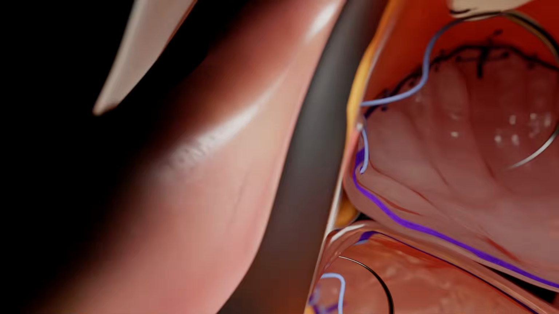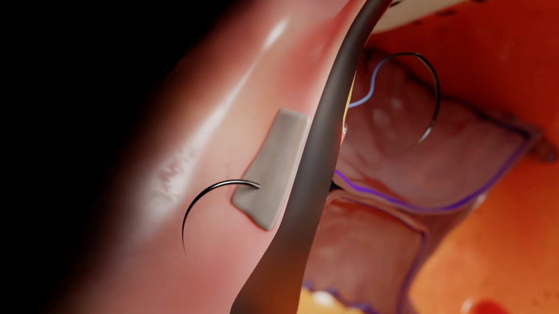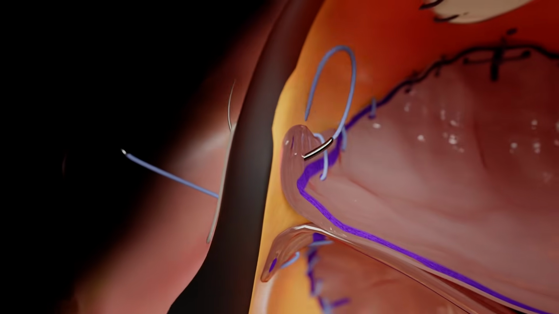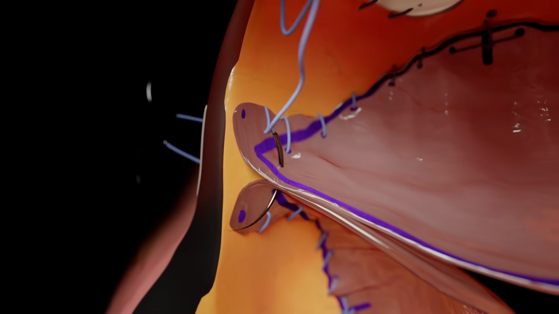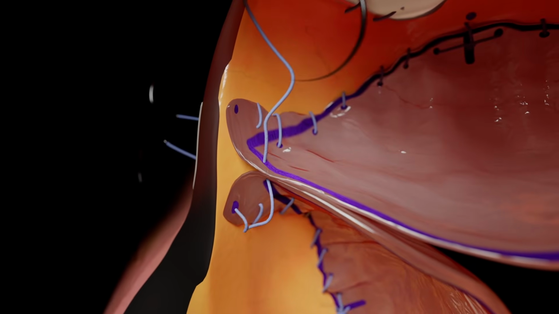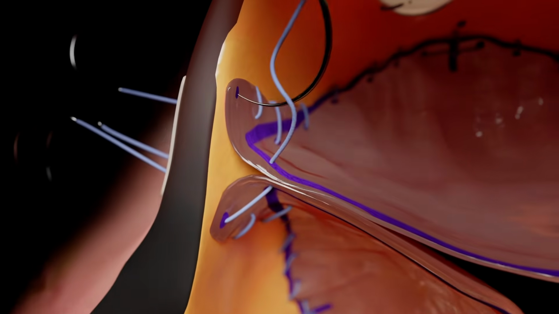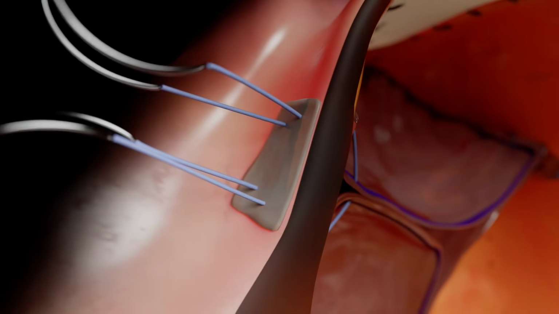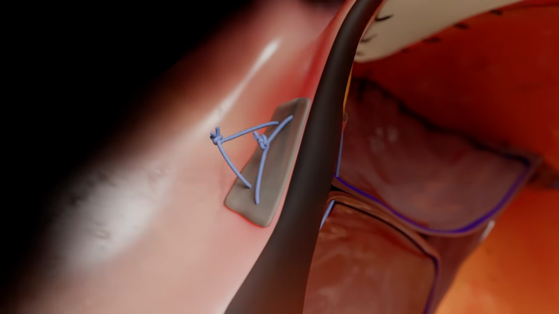In the commissural areas, several sutures are deliberately brought out on the external surface of the aortic wall. Tying them on the outside secures the commissures at the desired height and brings the coaptation points together. After both commissures have been fixed, the cusp assumes its final shape.